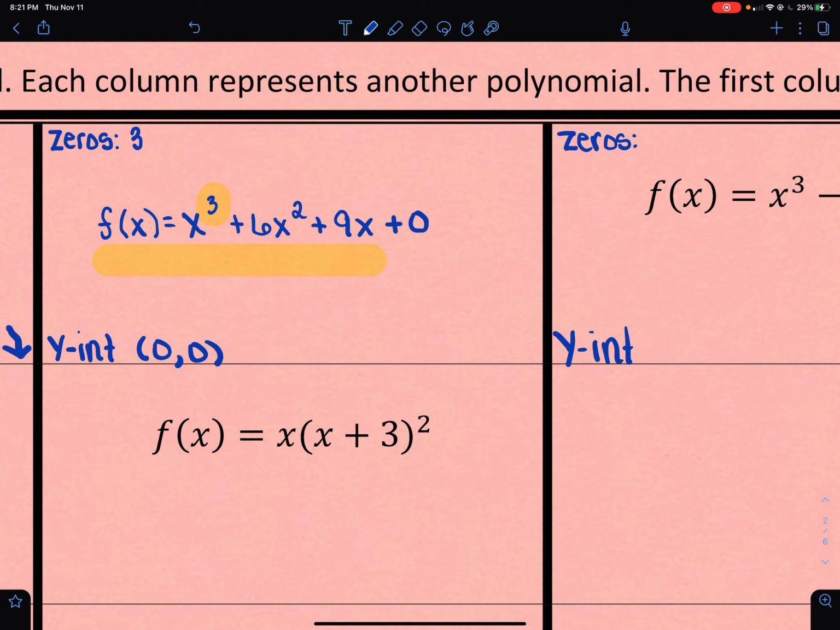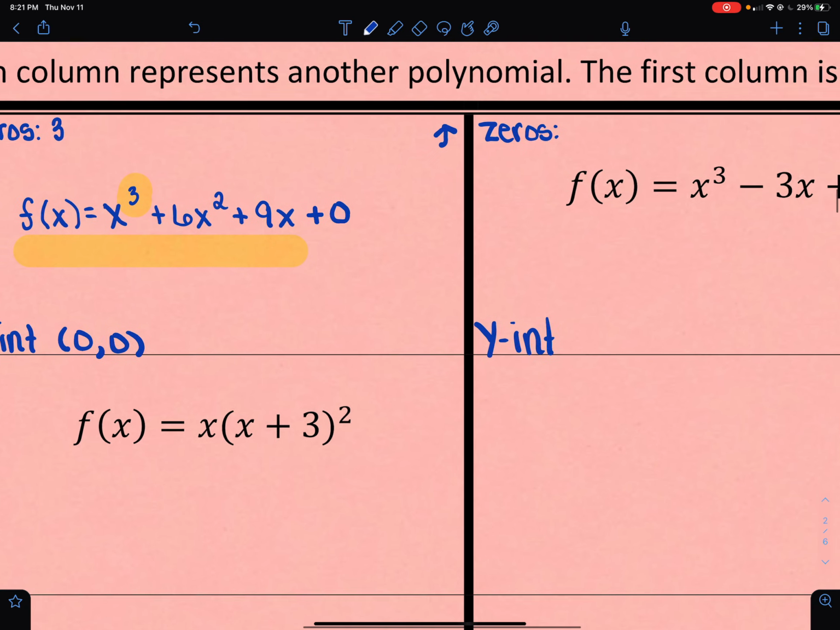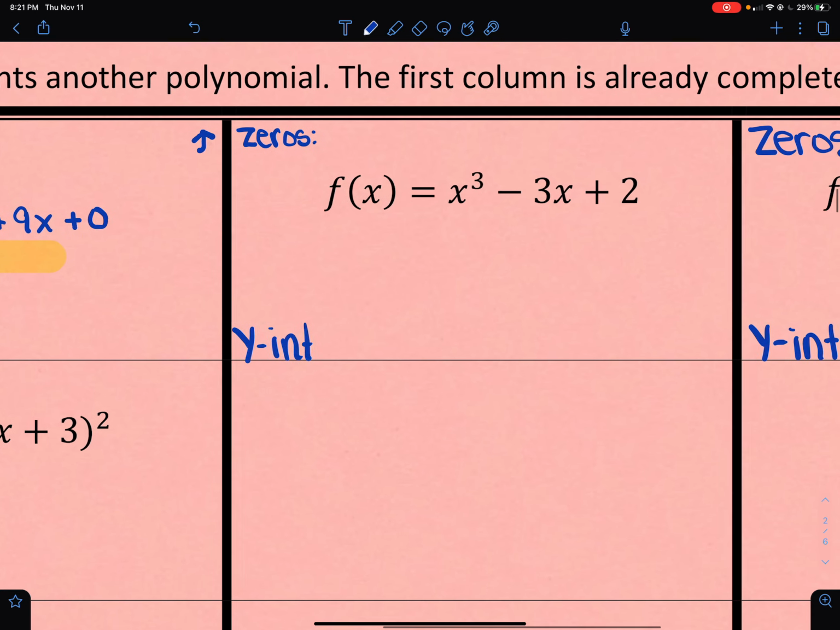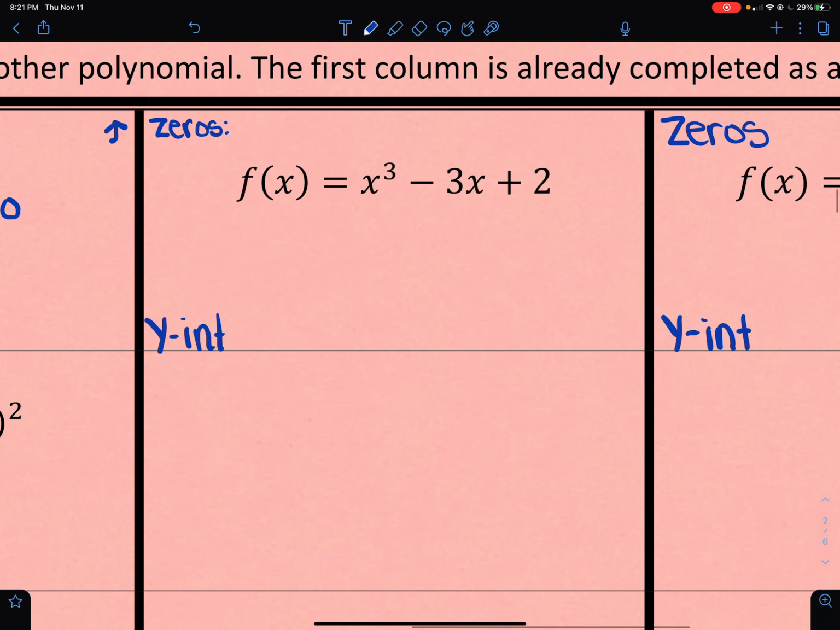Okay. Our a value, the term in front of x to the third, is a positive 1. Positives are increasing on the right side. So if it's a positive a, it's increasing. The last one was a negative a, so it was decreasing on the right side. I'm just thinking about the right side here. I'm not talking about the left side right now.